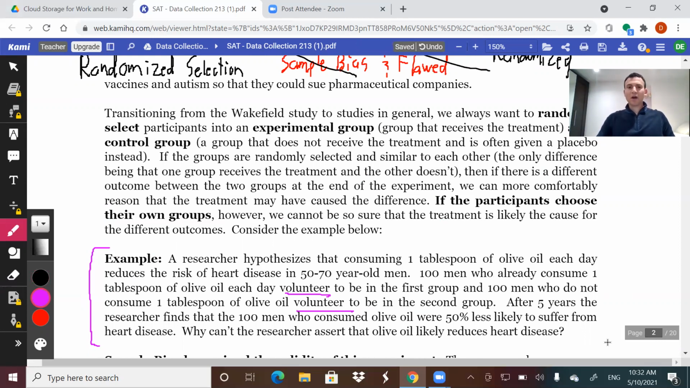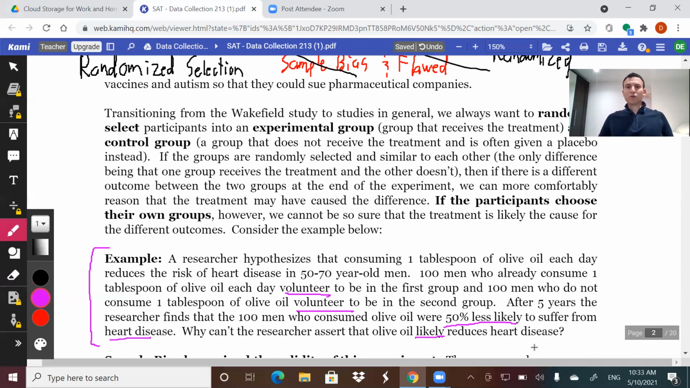After 5 years, the researchers find that the 100 men who consumed olive oil were 50% less likely, so group 1 was 50% less likely to suffer from heart disease. My question for you, and take a moment to pause the video and really think about this, is why can't the researcher make the claim or assert that olive oil likely, not definitely, but likely reduces heart disease? What flaws are there in this experiment? Why is there sample bias?